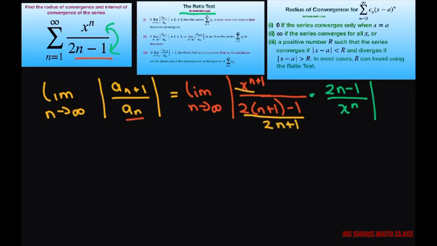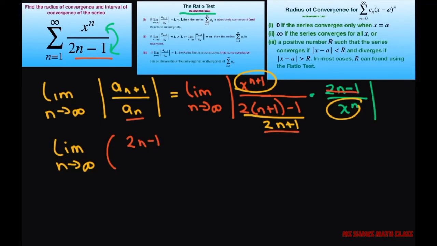So basically when you simplify this, we're going to get the limit as n approaches infinity, and we're going to get absolute value of, not absolute, we don't need to do that anymore. We're going to do 2n minus 1 divided by 2n plus 1, and then we're left with, you reduce this, that's just going to be absolute value of x.